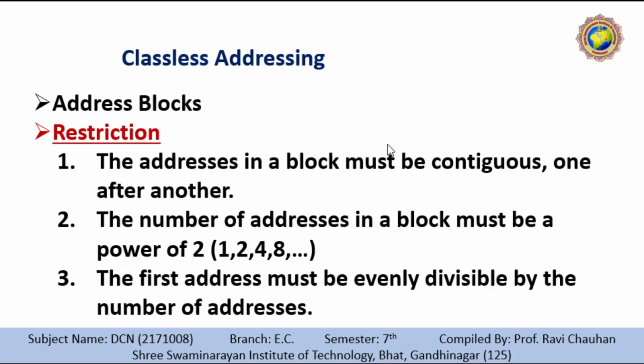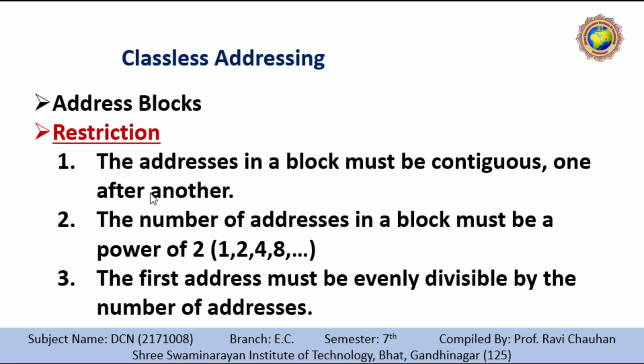So what are the restrictions for these address blocks? To simplify the handling of addresses, internet authorities impose 3 restrictions on the classless address blocks. These 3 are mentioned over here. The first is that the addresses in a block must be contiguous, one after another, meaning 1, 2, 3, 4, 5, just like this, in incremental order.